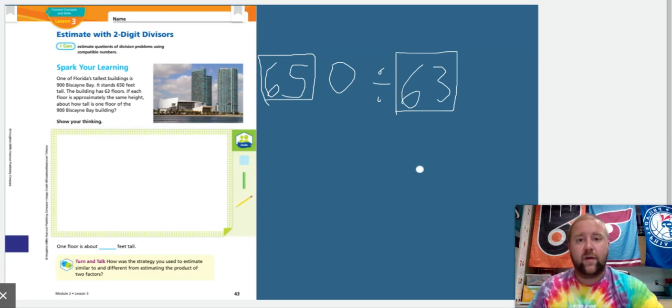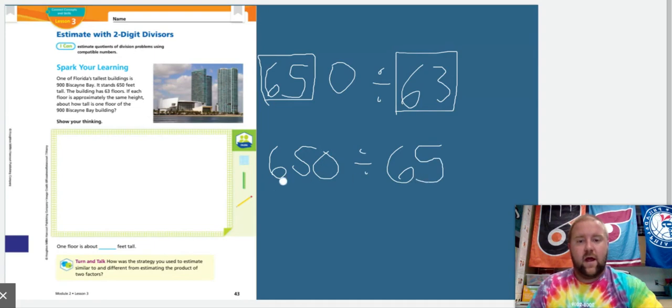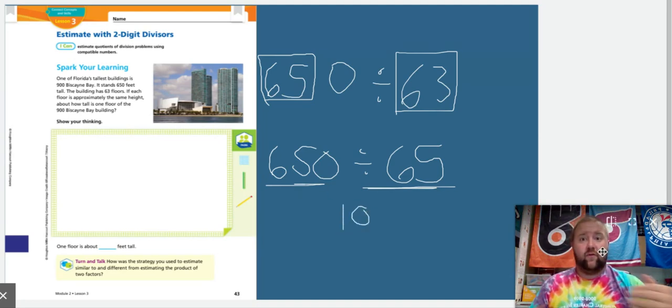Every example is not going to be like this, but I could change 63 to be 65, and then I would have 650 divided by 65. And then I know that 65 divided by 65 is 1. And then I add on my 0 and I get 10. So for this answer, a quick and easy estimate could be 10 for 650 divided by 65.